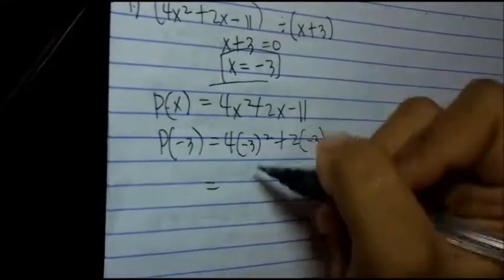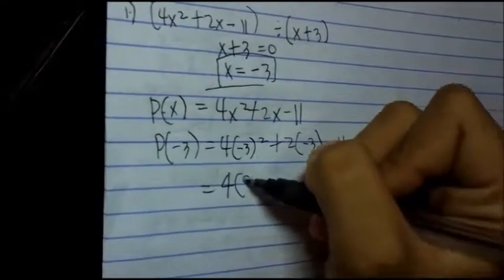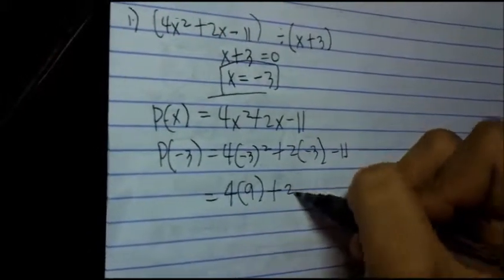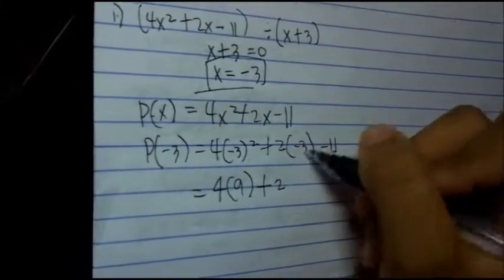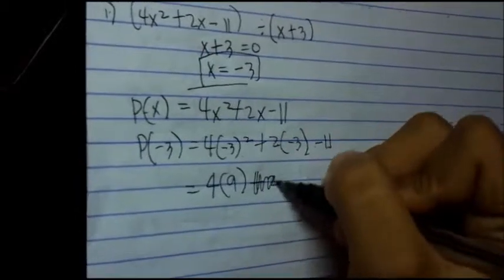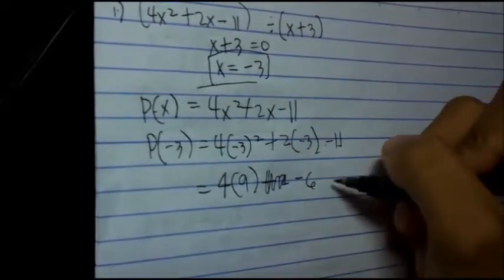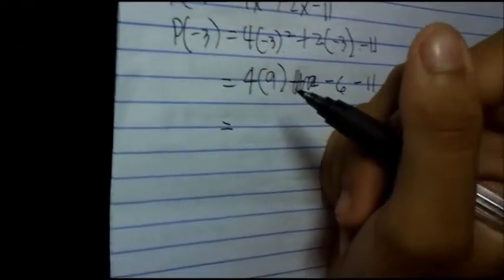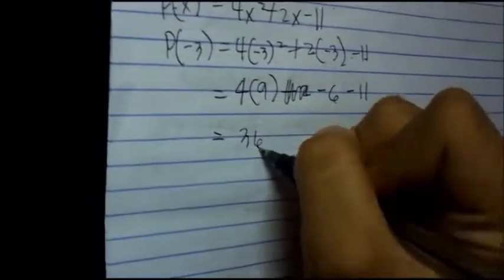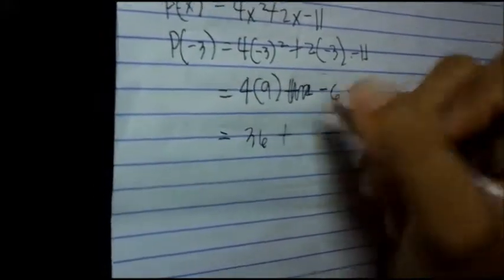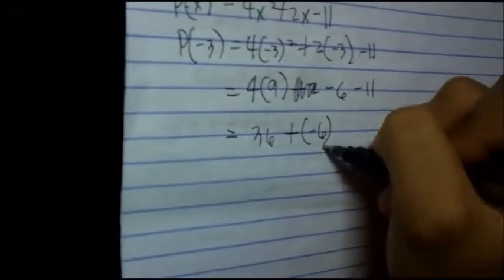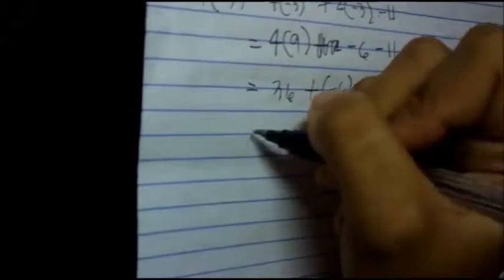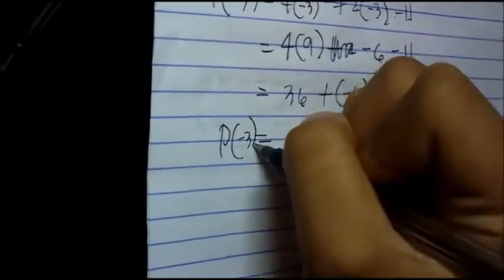Then, negative 3 times negative 3 is equal to 9. 4 times 9 plus 2 times negative 3 is equal to negative 6 minus 11. Then, 4 times 9 is equal to 36 plus negative 6 minus 11. Then, p of negative 3 is equal to 19.